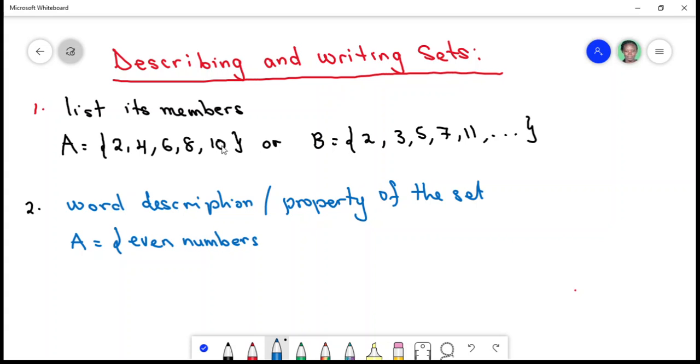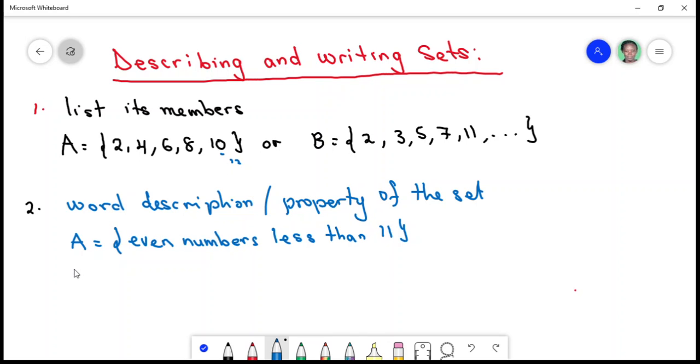But is it just even numbers alone? Because even numbers don't end just at 10. It continues. The next number would have been what? 12. So I have even numbers less than 12. Or, maybe the next number, let's say 11. So these are even numbers less than 11. Or even if it's say less than 12, the last number was 14.